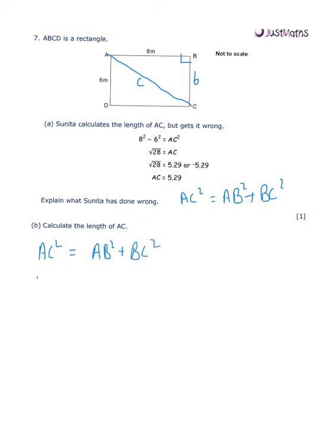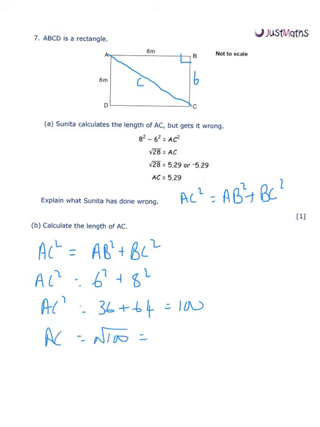Making our substitutions would give us 6 squared plus 8 squared. So AC squared equals 36 plus 64, which gives 100. So therefore AC is the square root of 100, which is 10 centimetres. A nice straightforward one for you there.